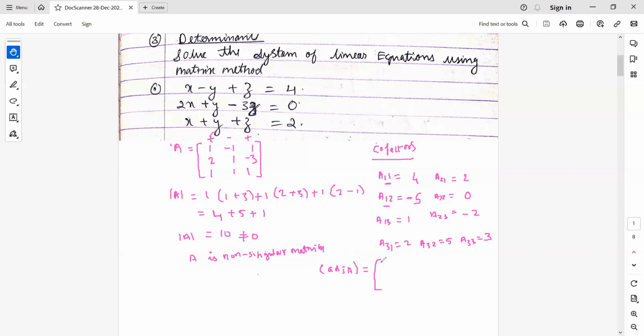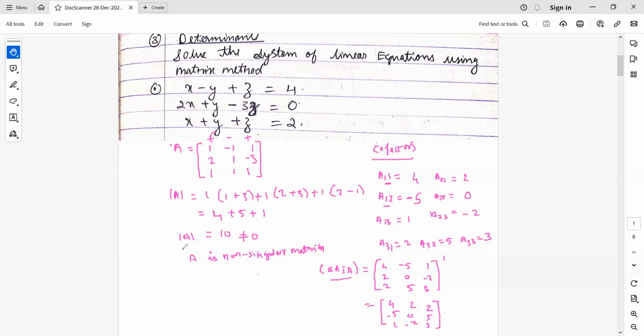So here what you have to do is write down the cofactors of every element: 4, minus 5 and 1; 2, 0, minus 2; and then 2, 5 and 3, and then take the transpose of that. So the transpose will be 4, minus 5, 1; similarly 2, 0 and minus 2; and then 2, 5 and 3. This will be the adjoint of the given matrix.